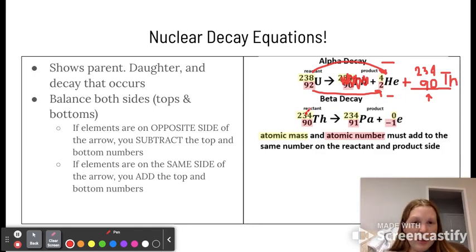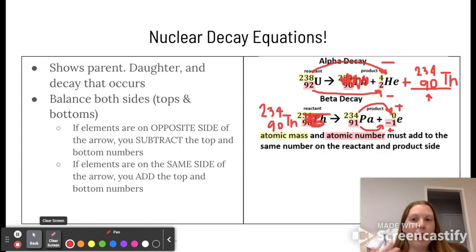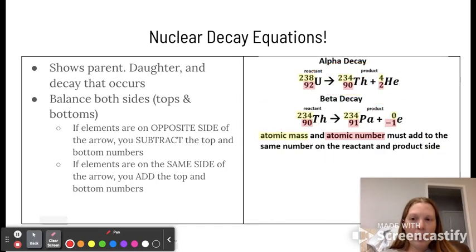So let's say we didn't know this one. These two are on the same side, so you're going to take these and add them, and you're going to take these and add them. Which will be 234 plus 0, so that's 234. 91 plus negative 1 would be 90. And again, use that bottom number to figure out your element. It's pretty easy. It's not hard at all. And you're given everything but one of these to solve for.